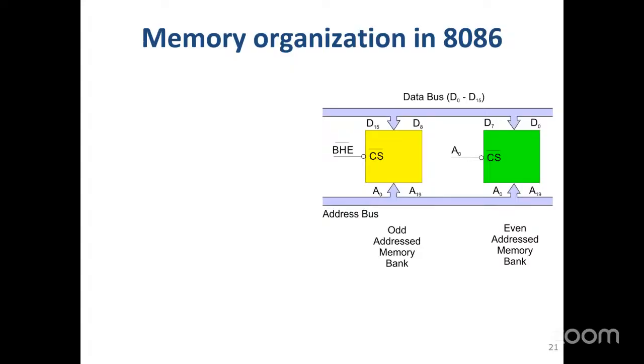Microprocessor is having the data lines as well as address lines. How many address lines with 8086? The 20 address lines, that is 0 to 19. The 0 to 19 means 20 address lines, and the data lines are D0 to D7 and D8 to D15. For example, this is the memory device.